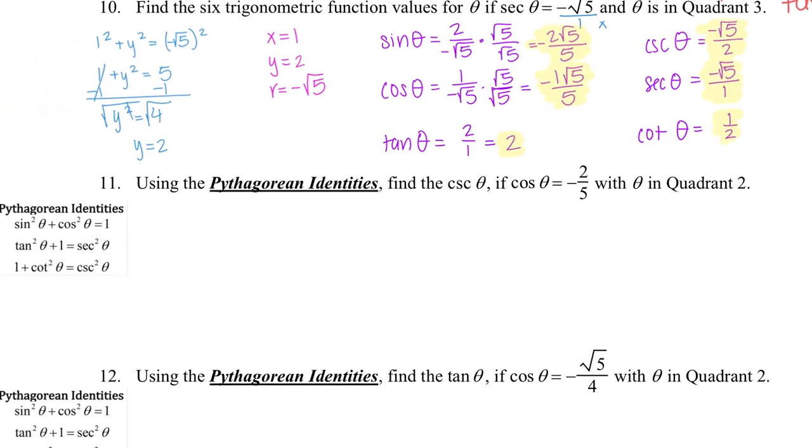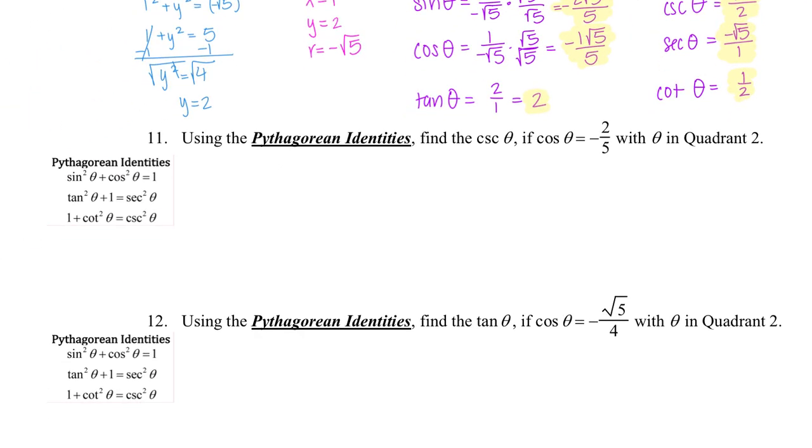Okay, going ahead to the next one. It says use the Pythagorean identities. You must use the Pythagorean identities for this question. It says find the cosecant theta if cosine theta is negative 2 over 5 with theta in quadrant 2. So I'm still using the all students take calculus for quadrant 2. And going ahead and using the Pythagorean identities, they're giving me cosine. So if I'm looking at my options, I know I'm going to use the first one. I have cosine, I can use cosine.